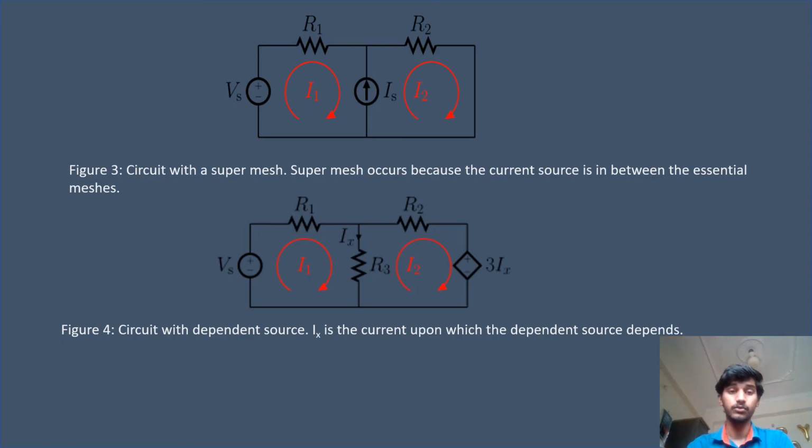Figure 3 and Figure 4 are examples for supermesh and dependent source accordingly. You can see that the markings are already given for supermesh, and supermesh occurs because the current source is in between the essential meshes. In Figure 4, we can see that Ix is the current upon which the dependent source depends, and these are the examples for supermesh and dependent sources respectively.